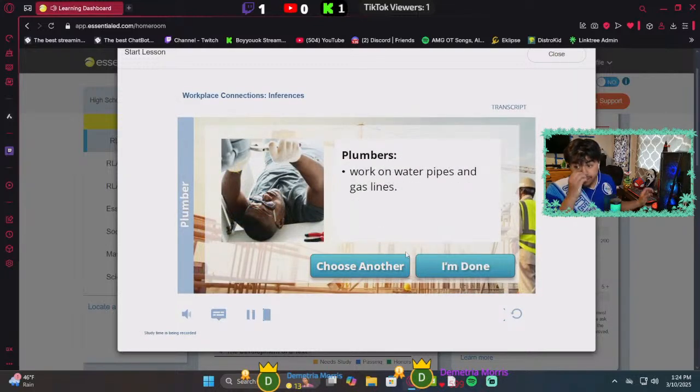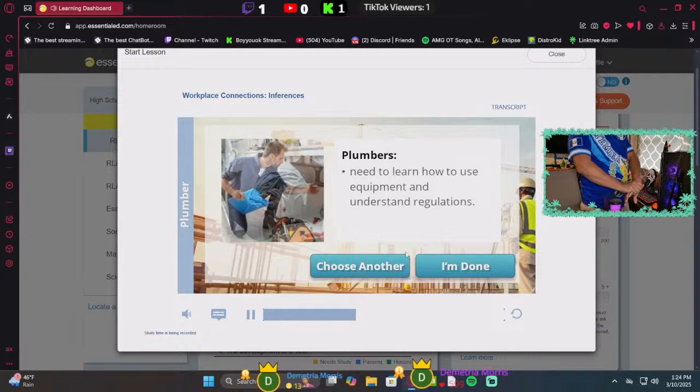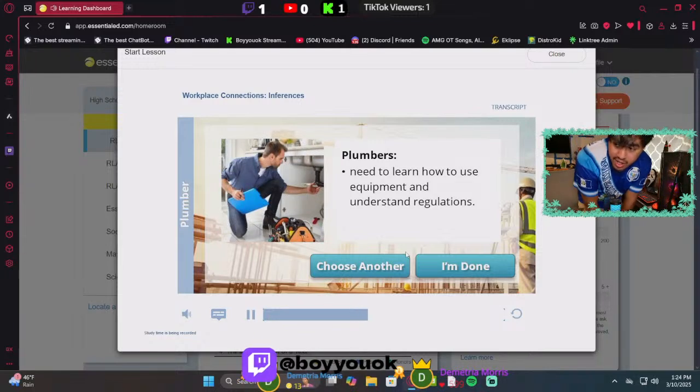A plumber works on water pipes and gas lines. Ask any homeowner, a good plumber is worth a lot. How does a plumber use inference skills? Well, reading and understanding technical information helps. You'll need to learn how to use equipment and understand regulations.